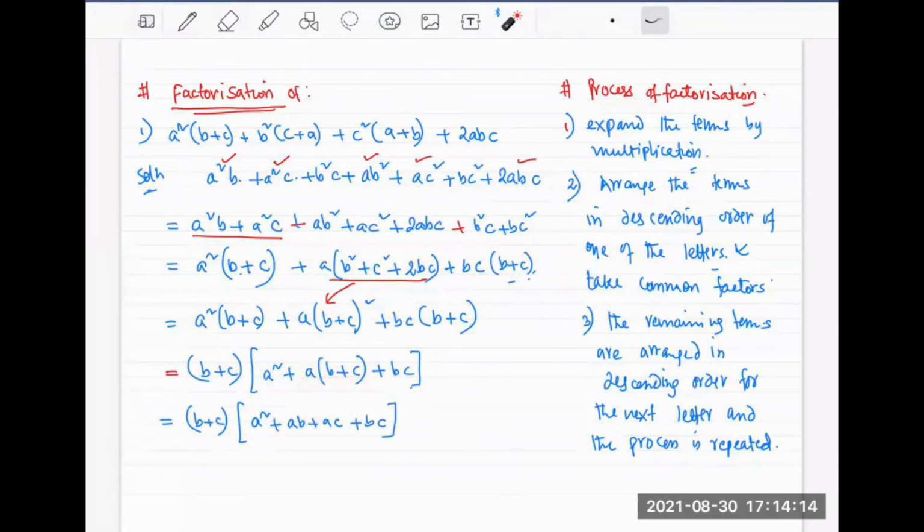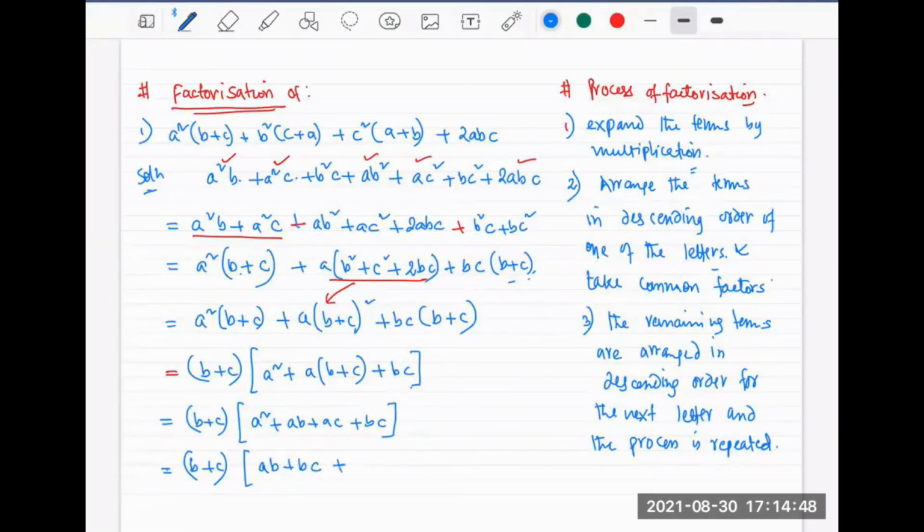We have expanded this. The ascending order of A is already done. Descending order of A is already done. Now, which terms have B? One here, one here. So we will put them first. The remaining two, we will put them later on. So we write AB and BC first, because both of them have B in them.